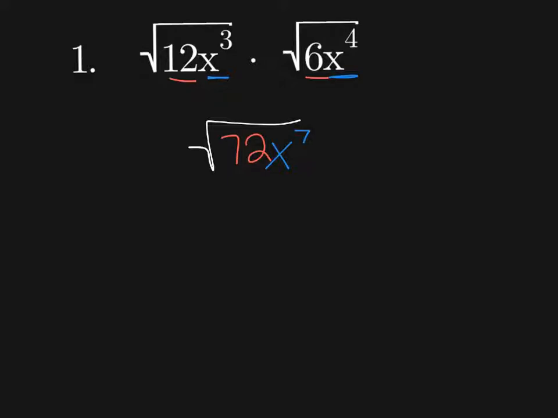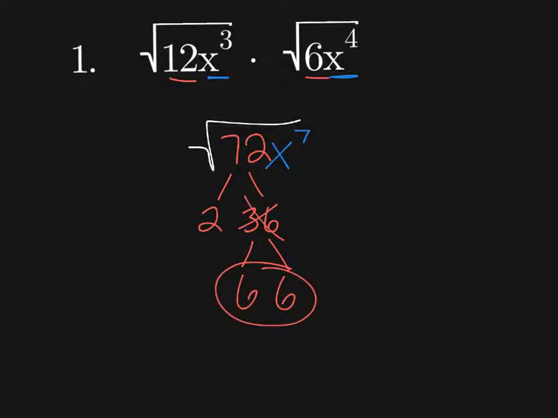From here, we're going to break up our 72. 72 is 2 and 36. 36 is 6 and 6. Again, we're looking for that pair. Okay, 6 is our pair, and 2 is left over.